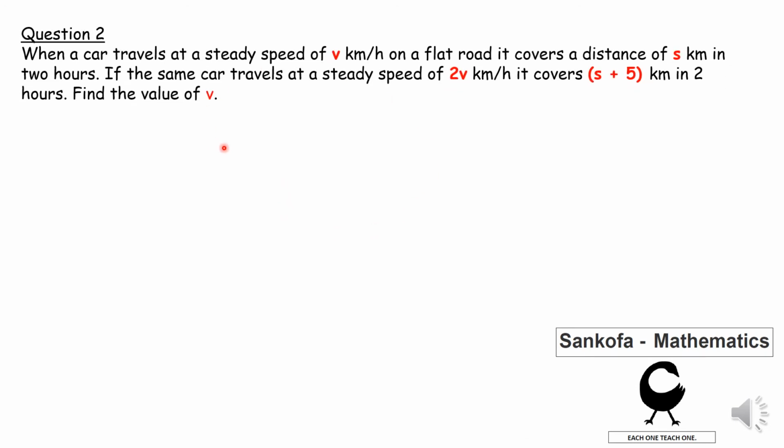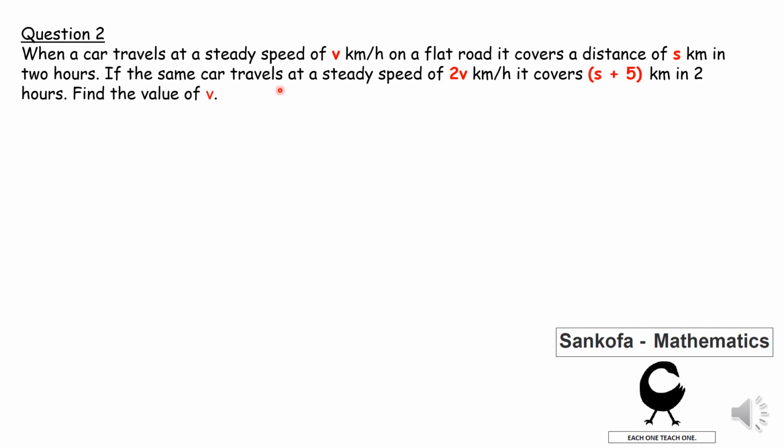Right, so I'm bringing in a second question. This one is about a car that travels at a steady speed of v kilometers an hour. We don't know the speed on a flat road. And then it covers a distance of s kilometers in 2 hours. So we don't know the distance, but we know the time.